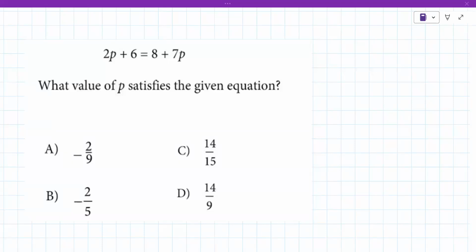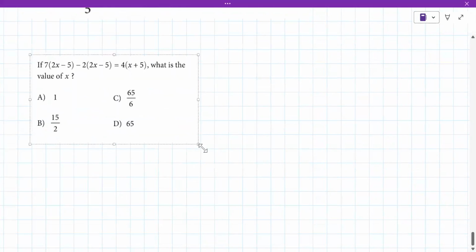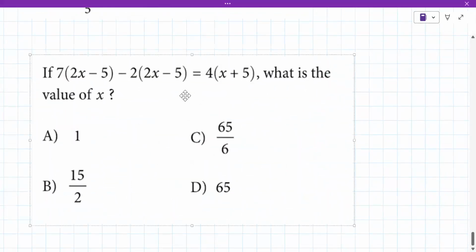Is it B? Yes, very good. Okay, so here's kind of your true, we've done a few of these, but this is a real legitimate question you would see, meaning this is the difficulty you should expect, and with the strategies we've talked about, if you're going to try answers, you should try 1 and 65 first.